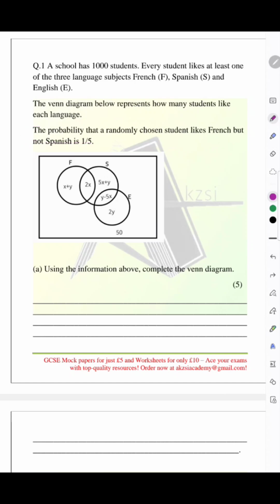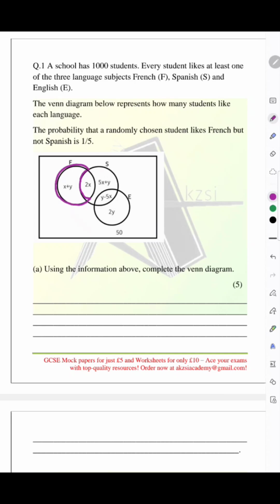It says the probability that a randomly chosen student likes French but not Spanish. Likes French. This is French. So this whole will represent those students that like French, but it is specifically mentioned that they don't like Spanish, which means this whole French has this circle of Spanish as well. That means this part is under Spanish and French both, so I have to exclude it. We want only those that like only French, which is just this part.